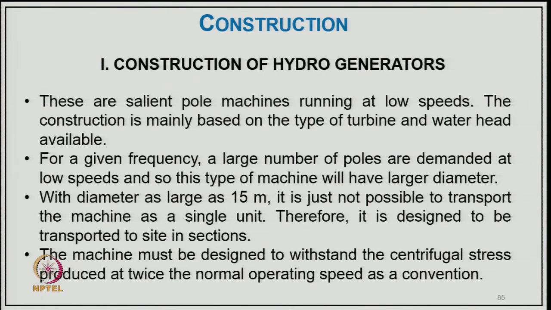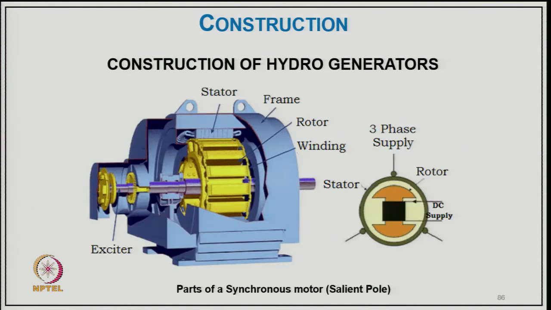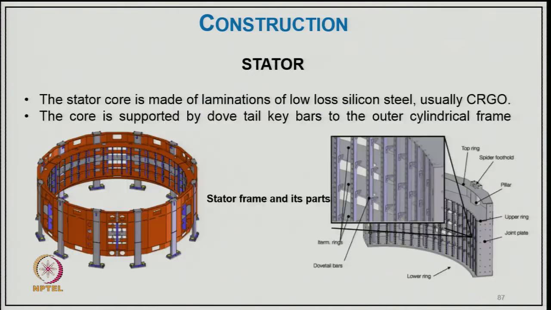With a diameter as large as 15 meter, it is just not possible to transport the machine in a single unit. Therefore, it is designed to be transported to site in sections. The machine must be designed to withstand the centrifugal stress produced at twice the normal operating speed, as a convention. Here you can see the cylindrical pole machine, the salient pole rotor, and parts of the synchronous machine.